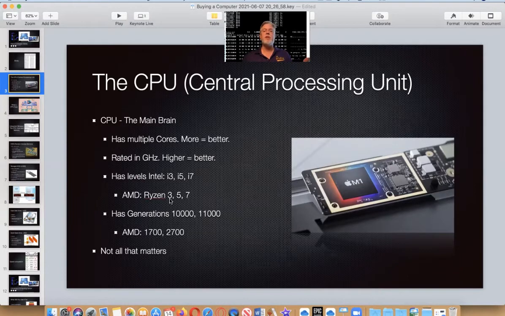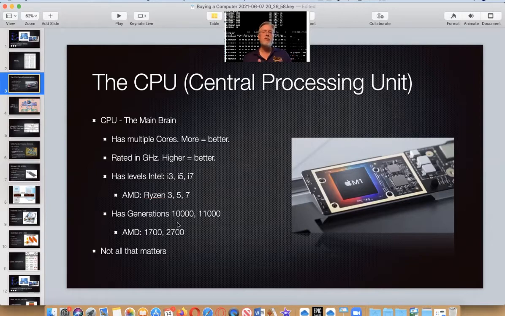AMD has done the same thing. They've got Ryzen 3, 5, and 7, so they followed that same numbering. And I would just say, I'll just throw this in right now, I would not get anything that's a 3. I just wouldn't do it. i5 or i7 or 5 and 7 are really the way to go. The 3 lineup is really a very, very, very low-end processor.